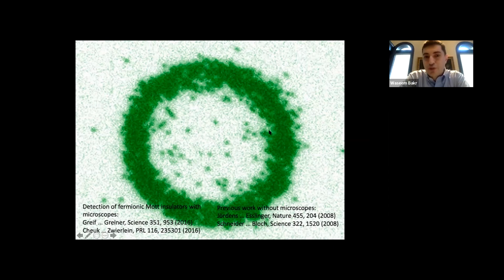Of course, we can do all this very quantitatively and compare to quantum Monte Carlo, look at the density versus temperature and so on. It all agrees very well.